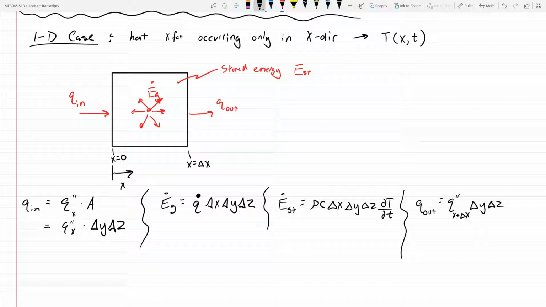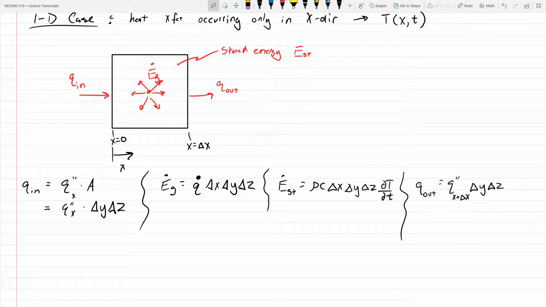This is really the only term that's going to throw us the curveball, right? This X plus delta X. Because what this is saying is that the heat flux at this point is not necessarily the same as the heat flux at this point. Okay? So we're referring to this one as just Q double prime sub X. And over here we're saying it's something close but slightly different. It's been incremented by some amount.